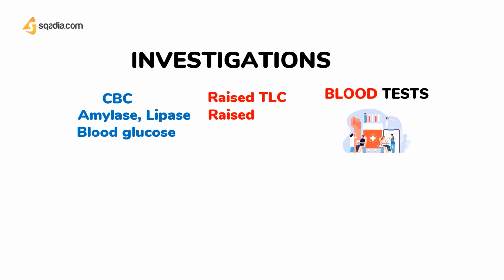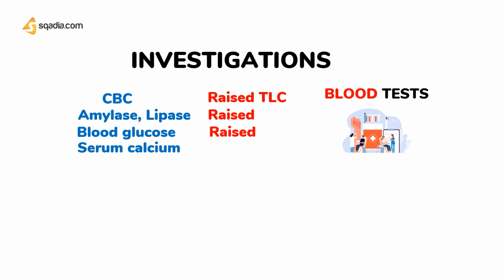Next is blood glucose. As we have seen, the pancreas has an endocrine role; it has a role in insulin production. So if it is severely affected, what will happen? The insulin production is going to diminish and blood glucose will be raised. So blood glucose is important, and it is an important prognostic factor because it will indicate severe damage to the pancreas.